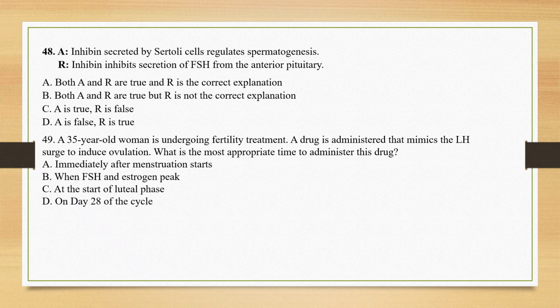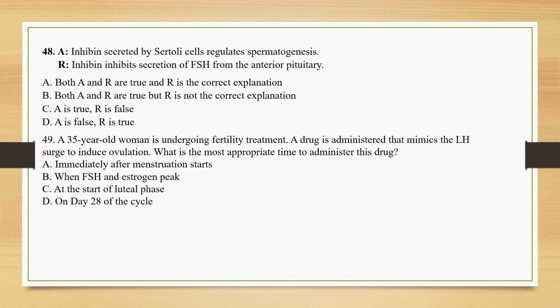Assertion: Inhibin secreted by Sertoli cells regulates spermatogenesis. Reason: Inhibin inhibits secretion of FSH from the anterior pituitary. So the right answer here will be option A. Inhibin selectively suppresses FSH, controlling the spermatogenesis feedback loop.